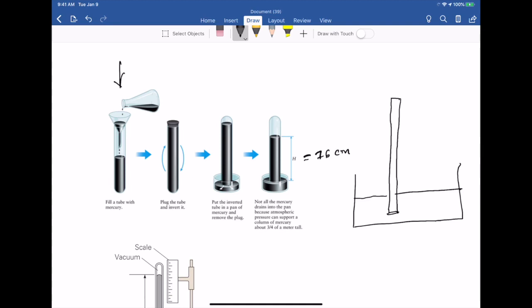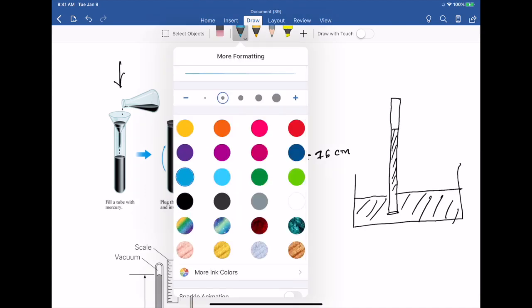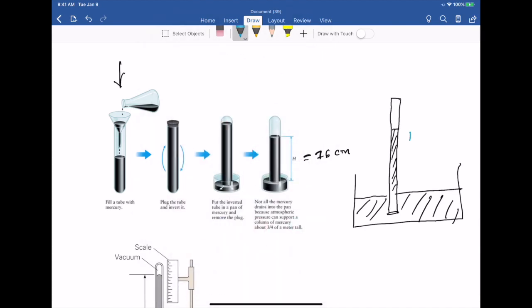And what we just said is that the mercury level will not fall further beyond this; this is all mercury, 76 centimeters. So let's call this height h. I'll use a different color here. Okay, now let's try to understand why the mercury isn't flowing any further.